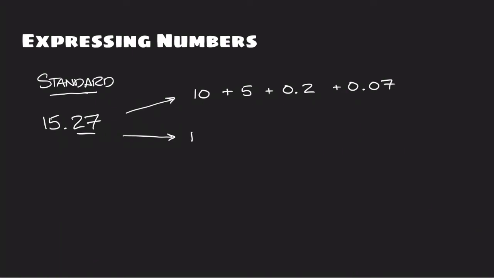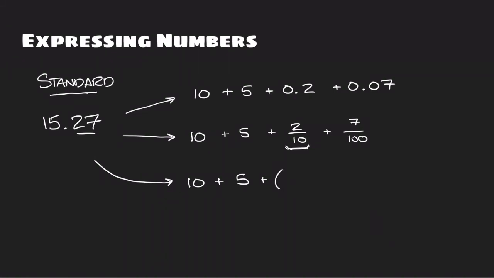Here's a way I can do it in fractions. 10 plus 5 plus 2/10 plus 7/100, because doesn't that represent 2 tenths? And doesn't that represent 7 hundredths? And a third way is called standard notation. Okay? Now I'm going to get this guy here and I'm going to expand him a little bit. I'm going to say, well, I have 2 of 1/10 plus 7 of 1/100.